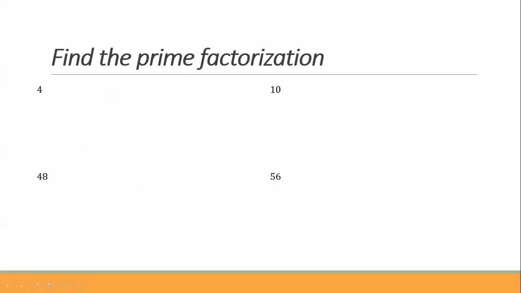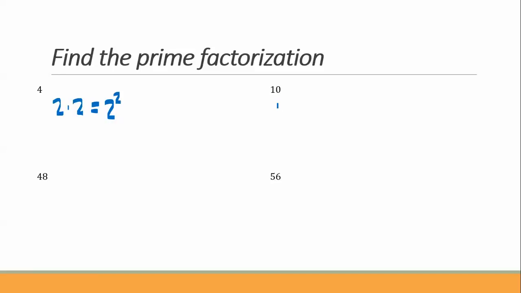So let's find the prime factorization of these numbers. 4 is 2 times 2. So 2 times 2 is 4, and 2 and 2 are both prime numbers. So the prime factorization for 4 is 2 times 2, or you can also write it as 2 squared.